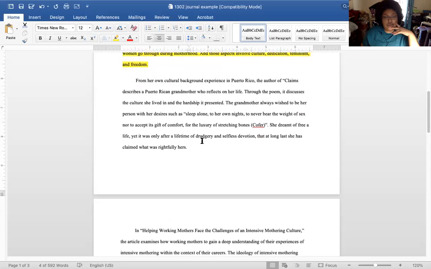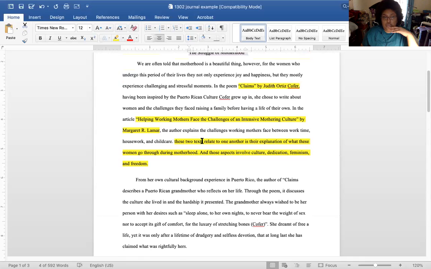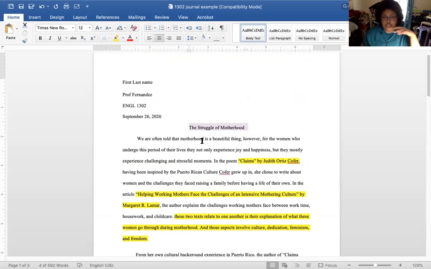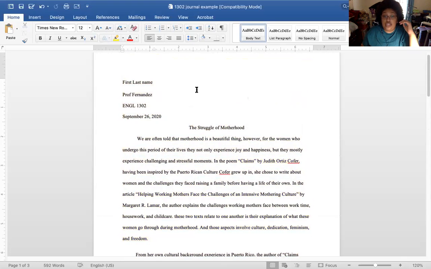Let's see, other than that, pretty much this is it. I'm gonna put this in your D2L, let you know that it's there, and take it out of this, and put this as an example there so you can read it as well.